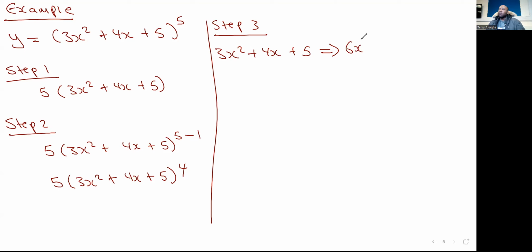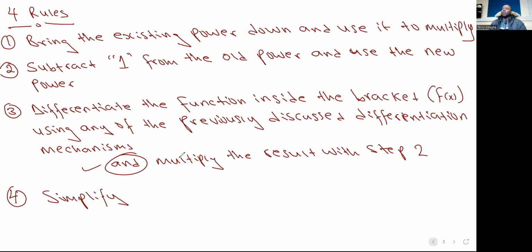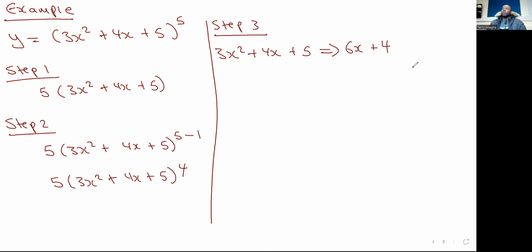2 minus 1 will give you 1. Plus 4. If you differentiate 4x, it's going to give you 4. And when you differentiate 5, it will give you 0. So usually, the 1 here is not written, so let me just leave it like this. All right, then we have differentiated that. Then after differentiating that, you have to multiply the result with step 2. So we have this result.